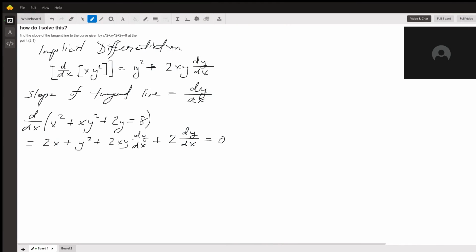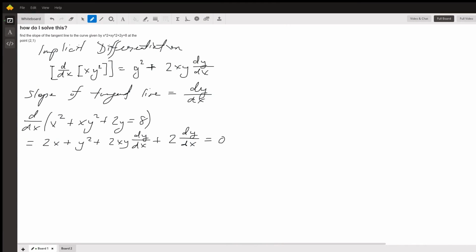Okay, so when it comes to this problem, we're going to use what we call implicit differentiation. When you're doing implicit differentiation, you want to take the derivative, for instance, of something like this, and you'll do the product rule where it's the derivative of the first times the second plus the derivative of the second times the first. So the derivative of xy squared, the first derivative of x is 1 with respect to x. So you just get y squared here.